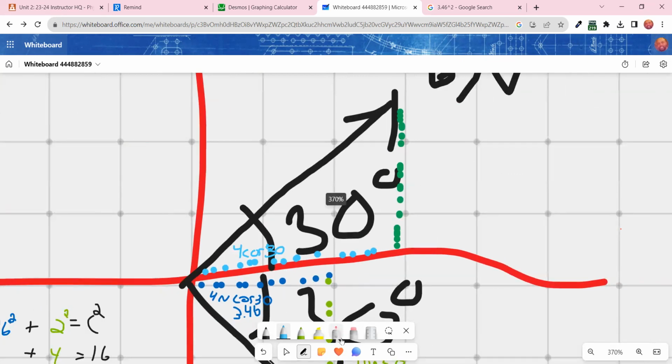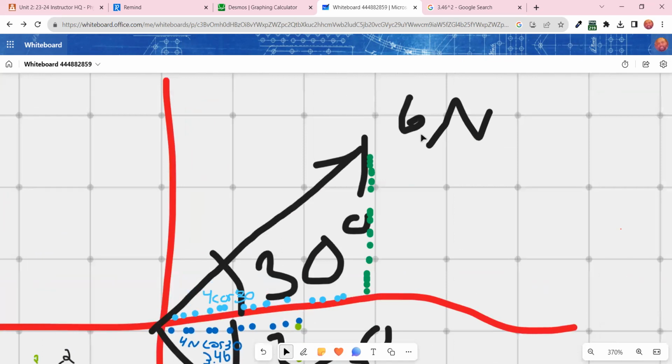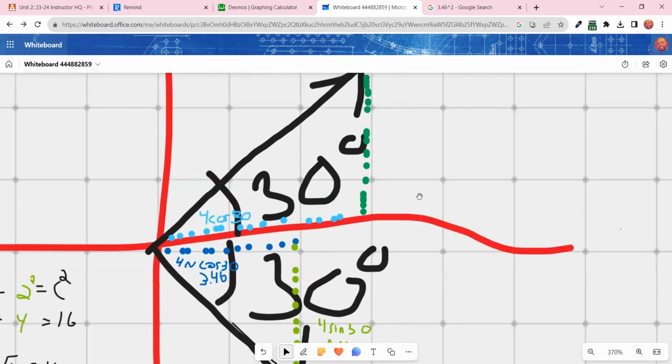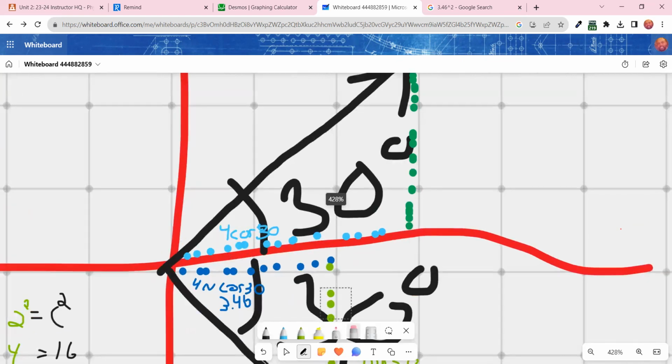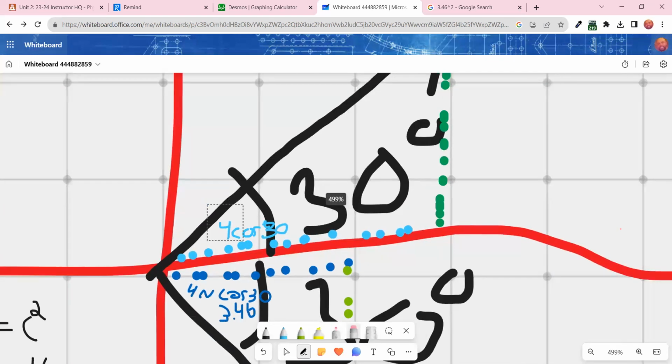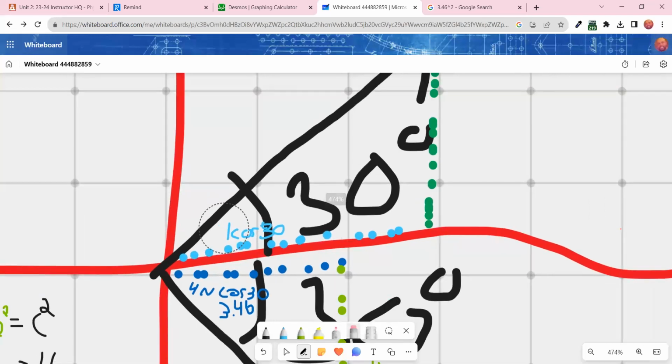Oh, I'm sorry, it wasn't 4. This one's bigger. This is 6. This one was 4. I'm sorry, this one's 6. So I'll change that real quick. My bad. Like that. I can't make it smaller. It's weird. There we go.